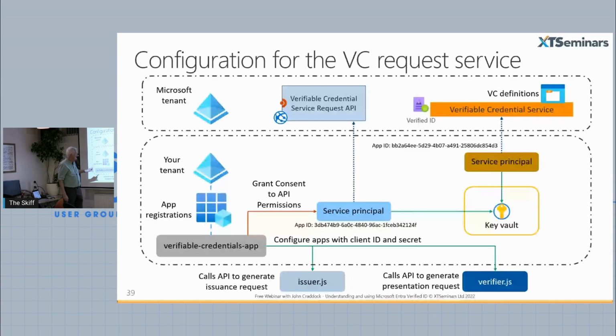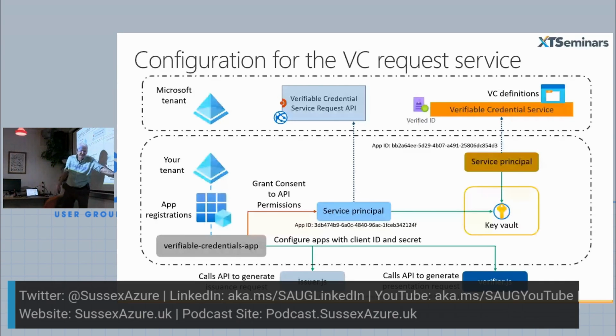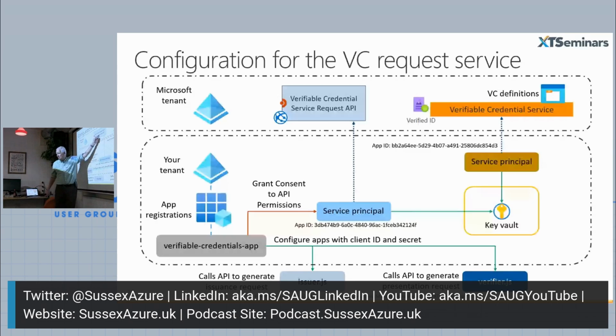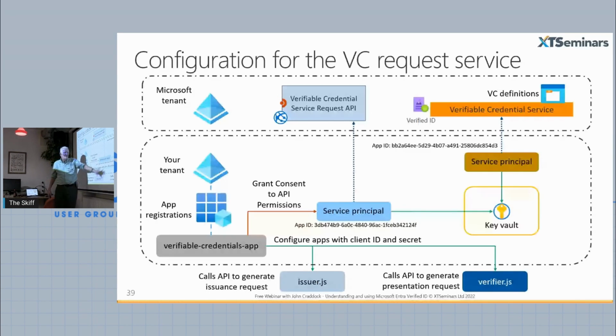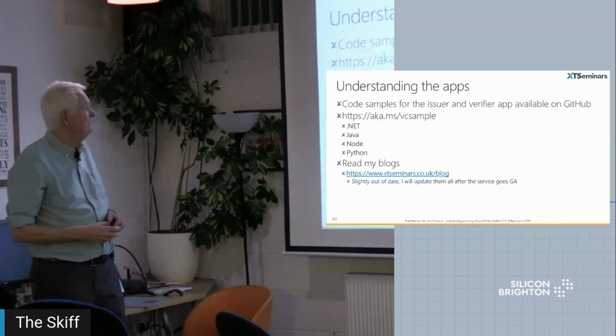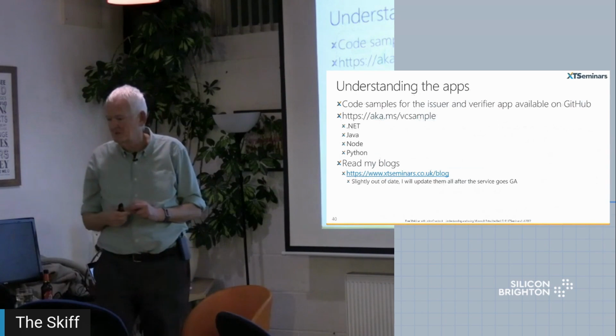But the key is we've got a way of this guy calling into this API and this guy calling into that API. And by creating this environment, they get the appropriate client ID and secret to be able to do that.